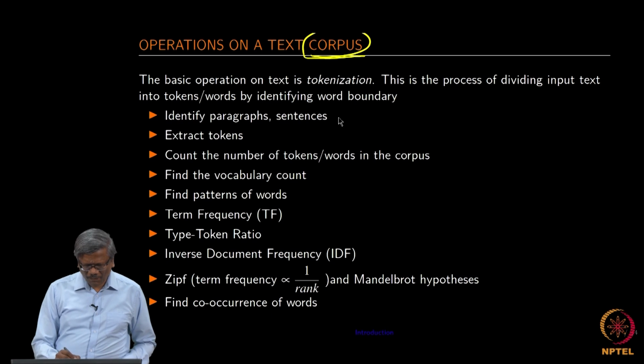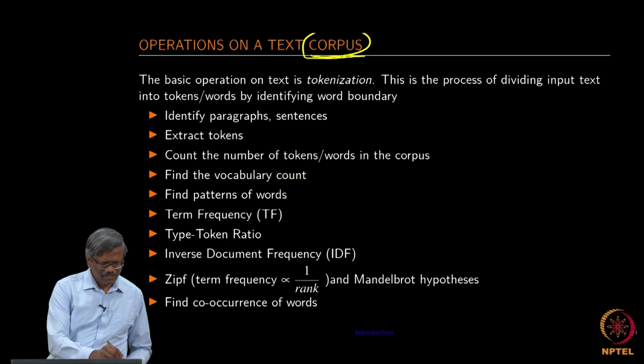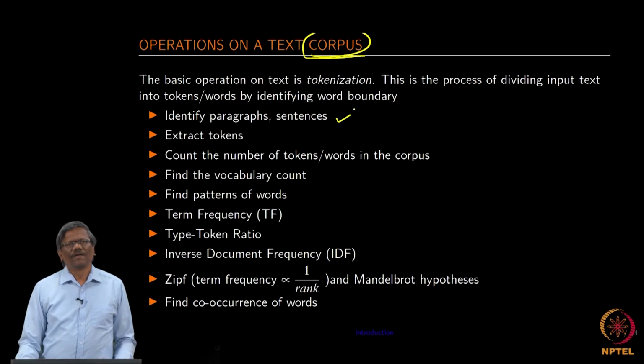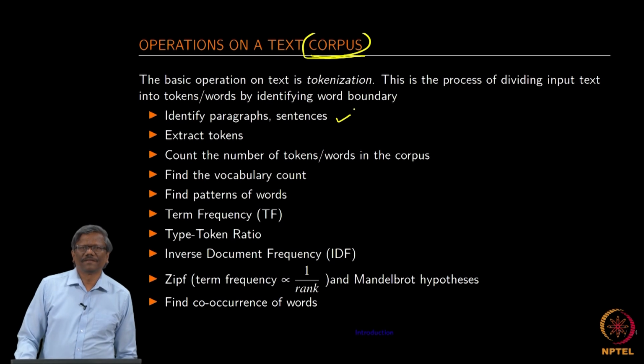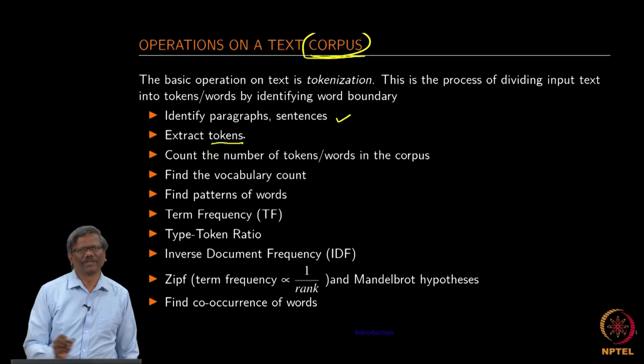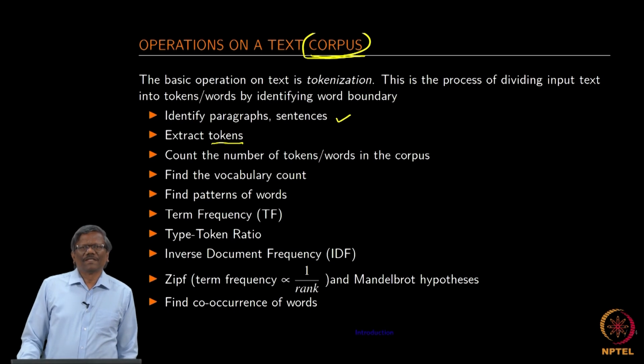Okay, so, first we start identifying the paragraphs and sentences in the document. The second thing we look at is how many words are in the paragraph. We call them tokens here. So, how many tokens are there? Tokens are nothing but words separated by space, and then we start counting the number of tokens. So, how many words are found in the corpus.